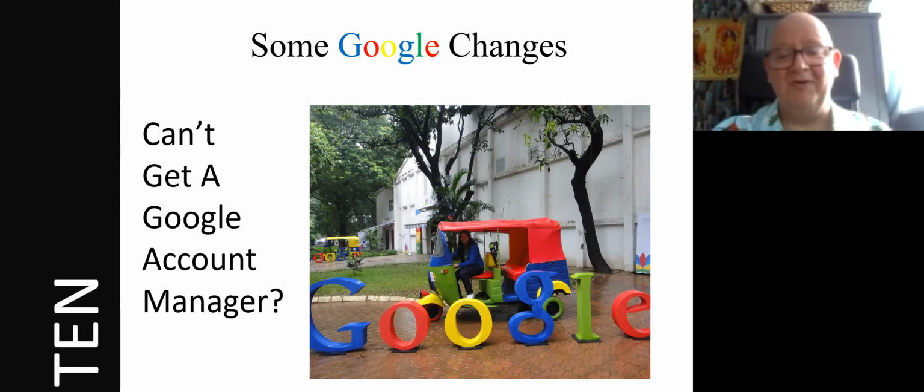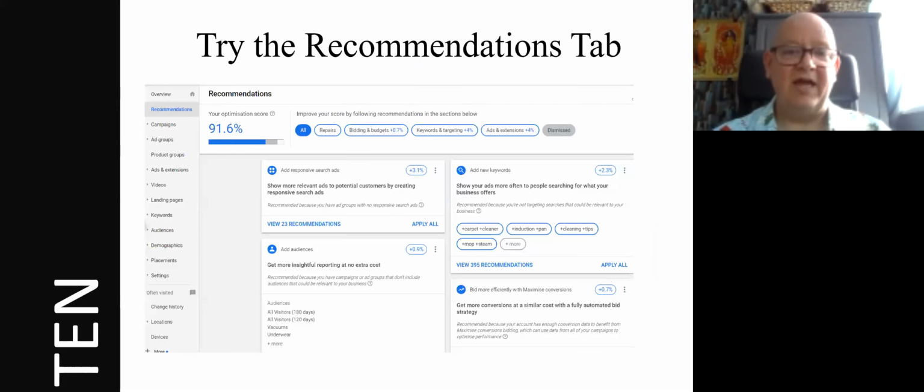So if you can't get a Google account manager because they're too busy goofing off, what you can do is try the recommendations tab. So now in your Google account, on the left-hand side near the top, you'll have this recommendations tab. What it will say is that if you make these changes, you're optimizing your campaigns.